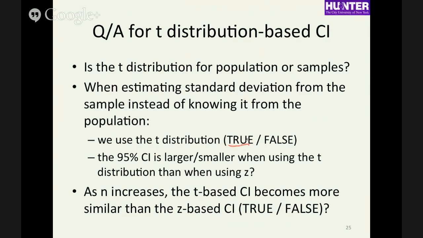So is the 95% confidence interval larger or smaller when you use t compared to when using z? Larger. Yep, it's larger, or it could be approximately equal if we have a large sample size. It'll never be smaller though. And as I already gave you the answer, but tell me anyways, as n increases, the t-based confidence interval becomes more similar to the z-based confidence interval. True. Yep.